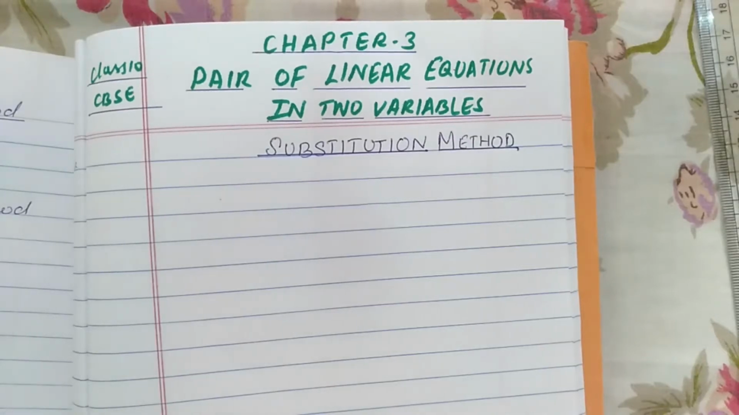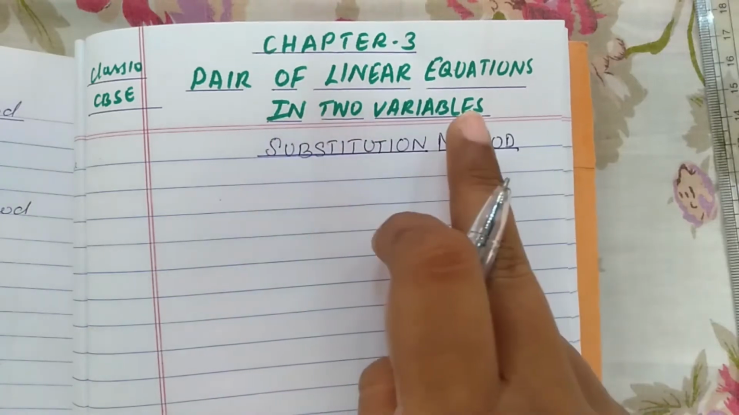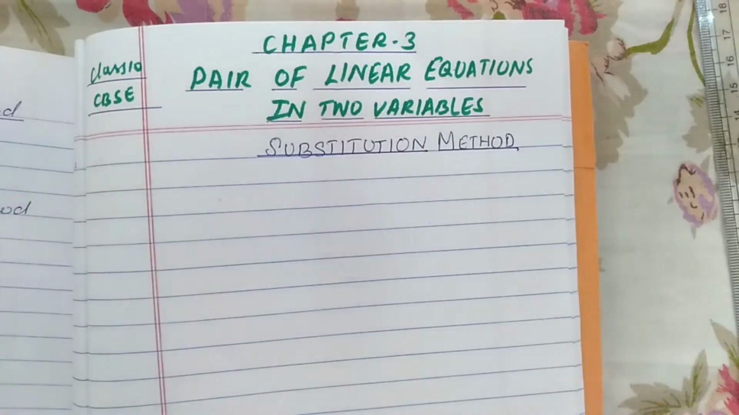Welcome back to Know Edge. We are in chapter number 3, pair of linear equations in two variables of class 10 CBSE.